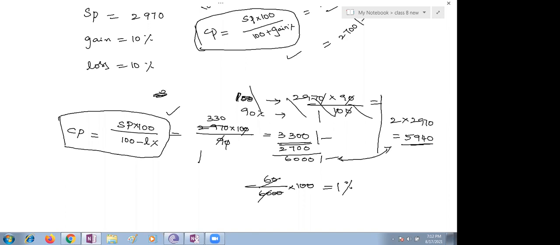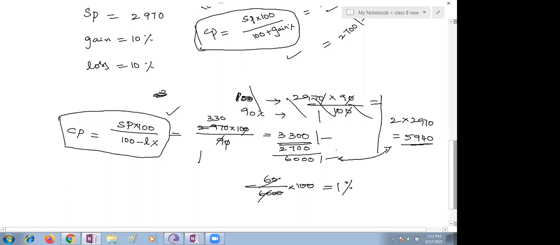Ma'am, if profit is given, then we do 100 plus profit percent, no? Then that is okay. Coming to this case, loss percent is given. We are not supposed to directly subtract here. We can't take it as 100%. We are taking 90% and equating it to whatever the amount given, the selling price. Why? Because it is a loss, right? That's why we are equating 90%.